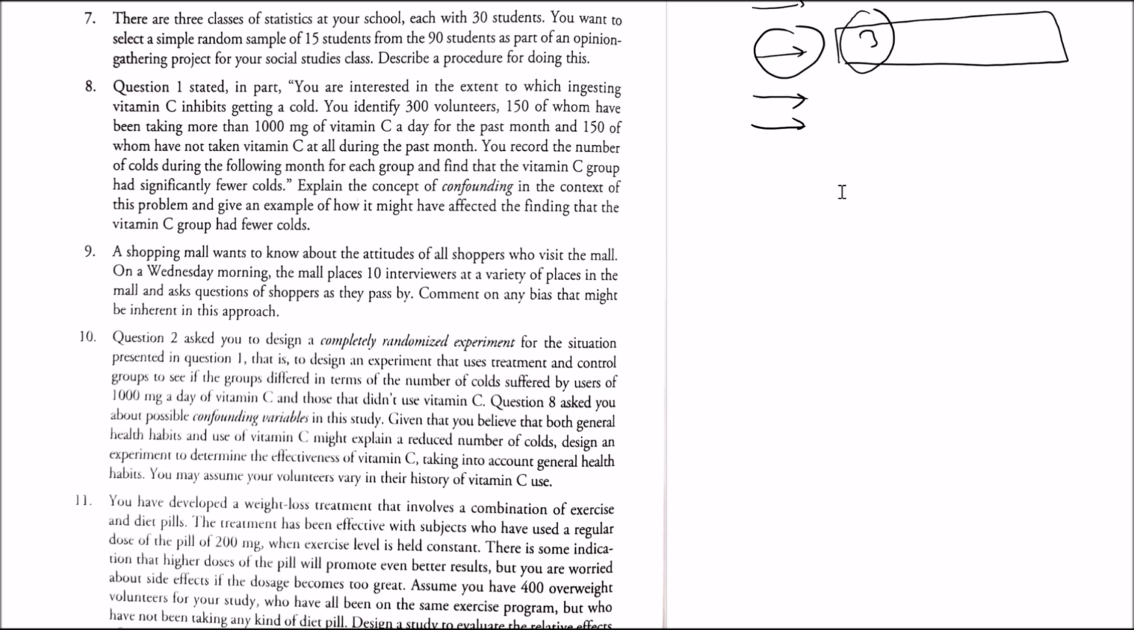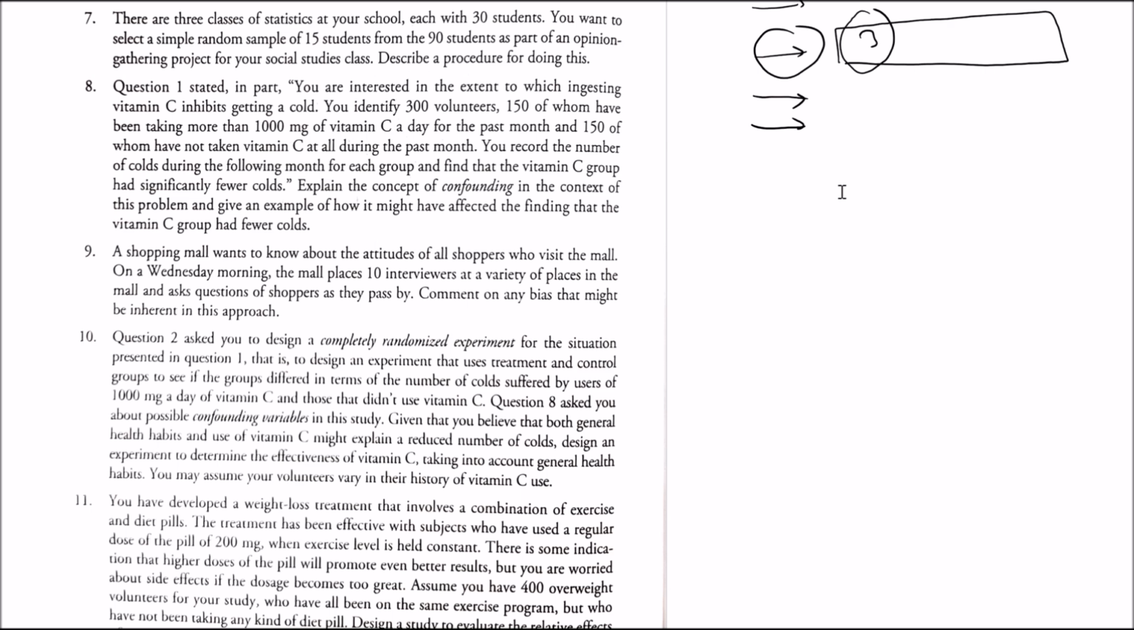You can also write the names of the 90 students on slips of paper and put the slips of paper into a box, mix it up thoroughly, then draw out 15 slips of paper at random. And then the names of the students that are selected are going to be in your sample.